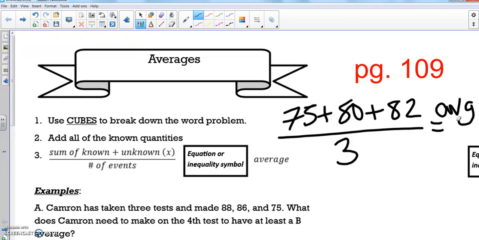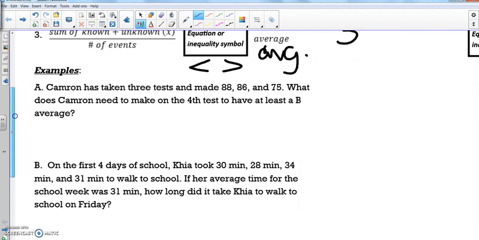You take how many things you know, and then what if there's something you don't know? The number on the bottom is how many of those things. So everybody added up, divided by how many you've got. Sometimes you're going to have an equal sign. Sometimes you might have an inequality, and then it always equals the average. Okay, so let's start with these so you can understand what's going on.